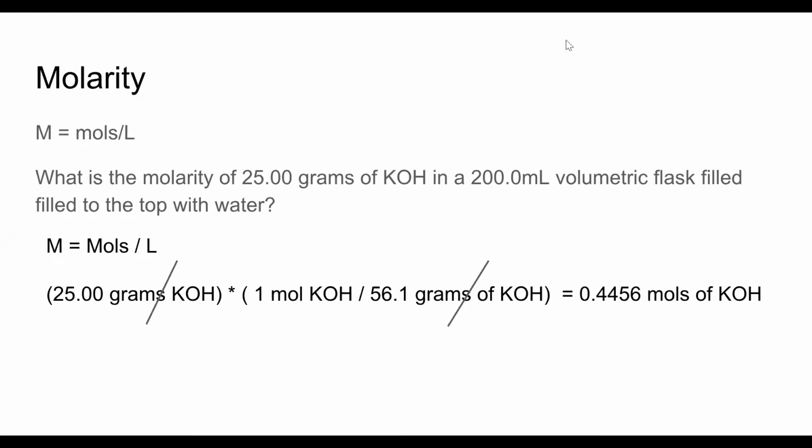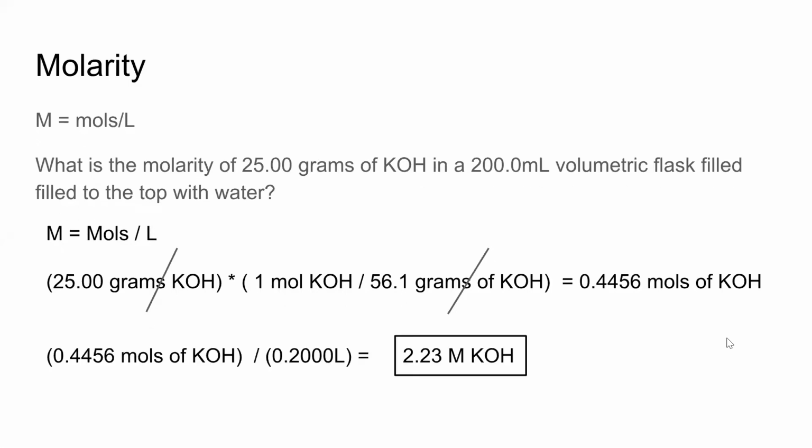Makes life easy. So we take 25.0 grams, multiply by 1 mole of KOH divided by 56.1 grams of KOH, and we end up getting 0.4456 moles of potassium hydroxide. Now we take that and divide it by the volume. Why is it 0.200 instead of 200?